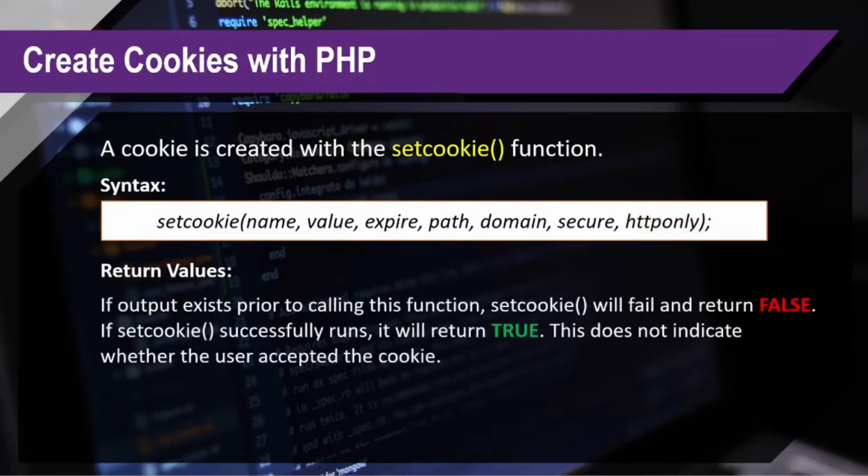Okay, so return value. This is a good thing, guys. Whatever functions you're trying to use in PHP or whatever programming language, it is important to know the parameters and the return values, like this. If output exists prior to calling this function, setcookie will fail and return false. If setcookie successfully runs, it will return true. This does not indicate whether the user accepted the cookie.